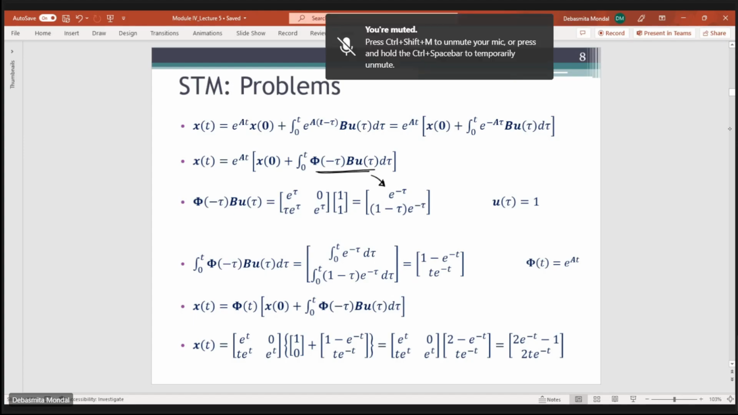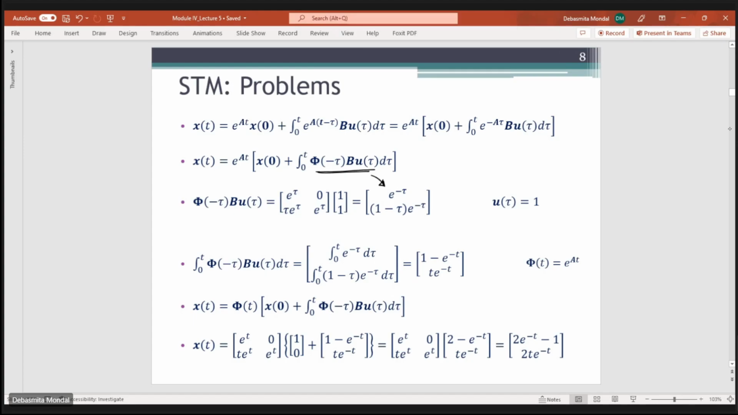Okay, so e to the power At is already known to you. e to the power At is nothing but phi of t. So you have phi t multiplied by x0 plus integral 0 to t of phi of minus tau B u tau d tau. This is also known to you. This also you have already computed.